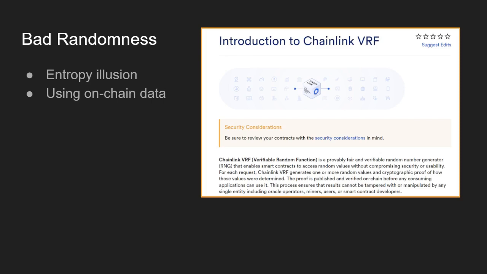Bad randomness. There's no such thing as true randomness on chain. If you have a game that needs to roll dice or flip a coin or generate random numbers, you can't use on-chain data to get that randomness, because wherever the source you're pulling it from, some user can pull it from that same source and use that to manipulate values, and I'll show you an example of that later. There's workarounds for this. One of them is the Chainlink VRF, which is a provably fair and verifiable random number generator.